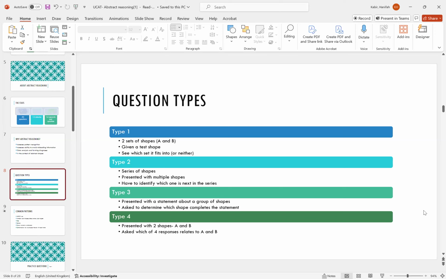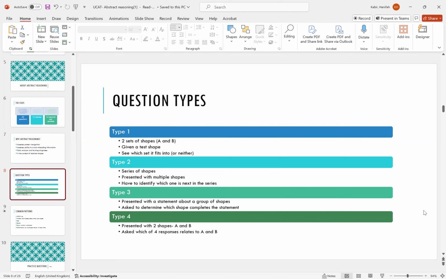Type two is where you have a series of shapes. So you have four shapes, and you have to identify which shape is next in the series. Type three is when you have a statement about a shape and you have to complete the statement. So what A is to B, C is to D. So you have to figure out what the pattern or the rule is and apply that to another shape.